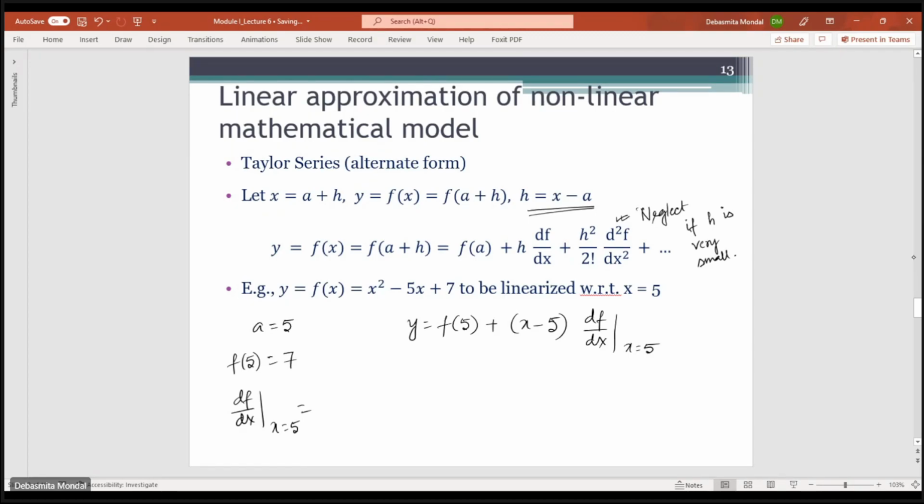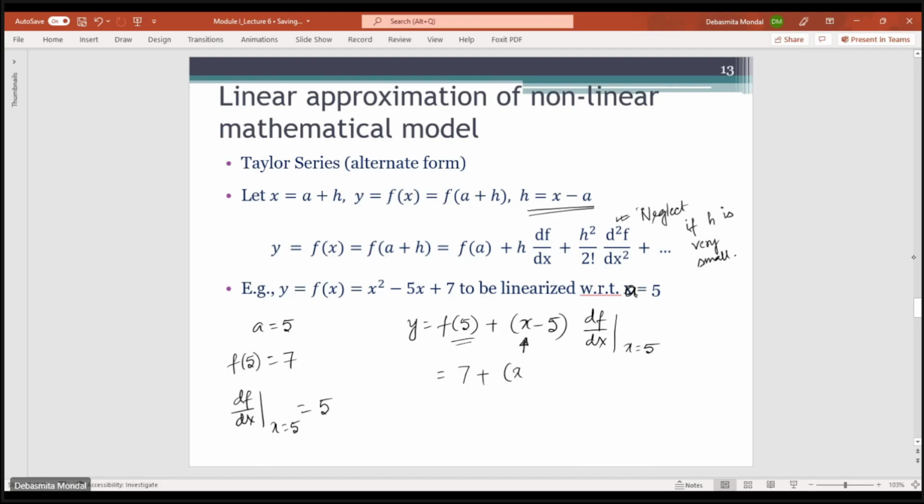No. Sorry, actually this will not be x. This is a equals to 5. So x here is the variable, and this is the value of a, the operating point. You have to find y as a function of x. Ma'am, then we'll get 5. So then df/dx will be equal to 5. Then how will the final expression look? We'll get 12, ma'am. Differentiating, we'll get 7 plus 5, 12. Then where will this x minus 5 term go?